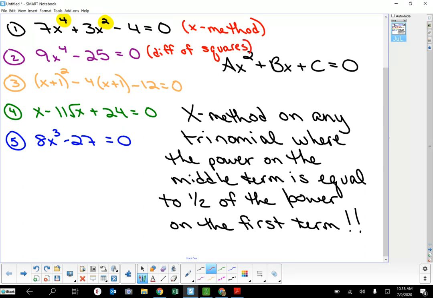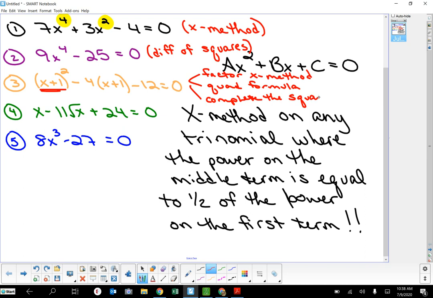This third one here actually might be a quadratic. I mean, it will be a quadratic when we're done. When you FOIL this out, you're going to get something to the second power, so we're going to have to expand it and combine like terms. And then how can we solve a quadratic? What are 3 methods of solving a quadratic? Well, one is factoring with X method, one is quadratic formula, and one is completing the square. So any type of quadratic you can solve that way.